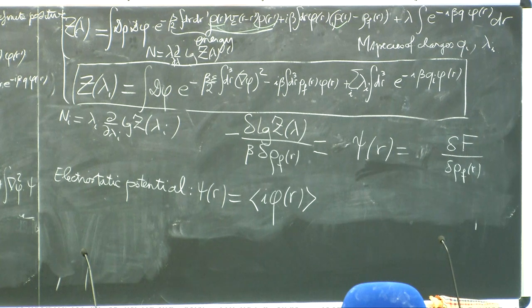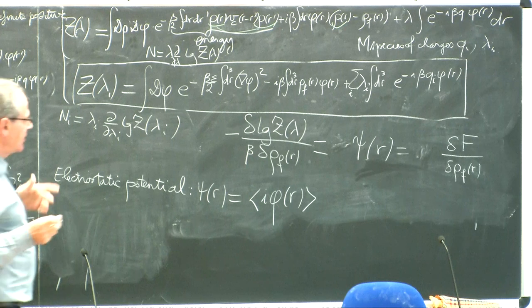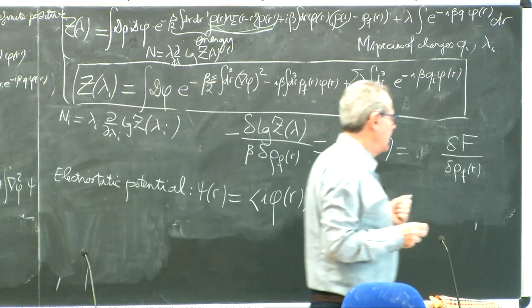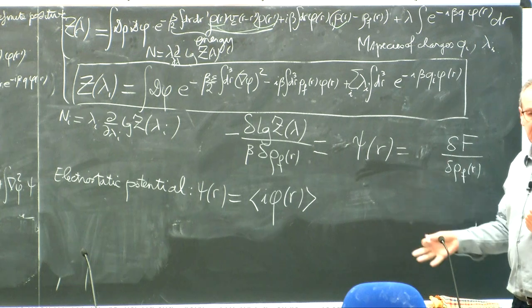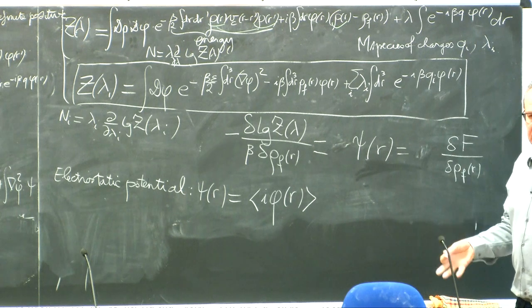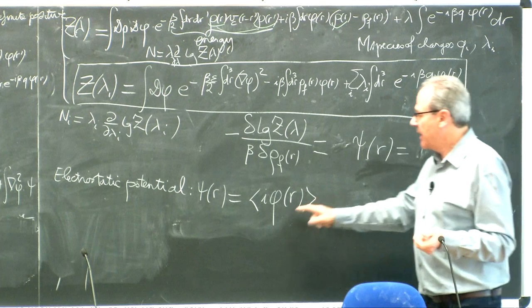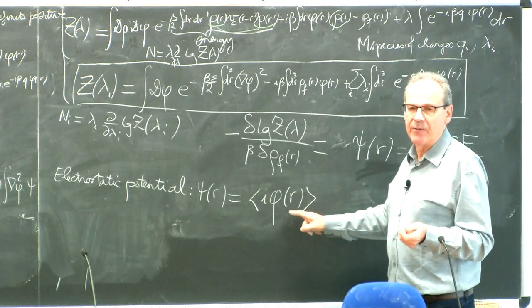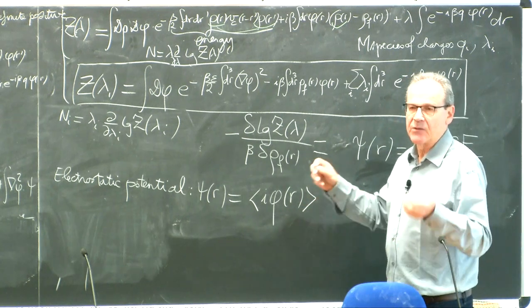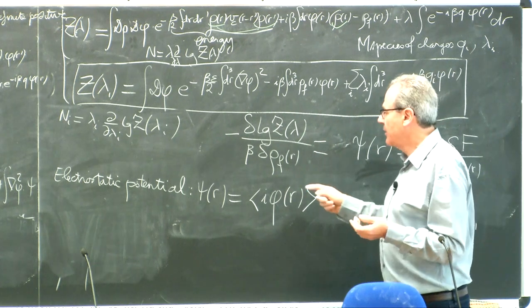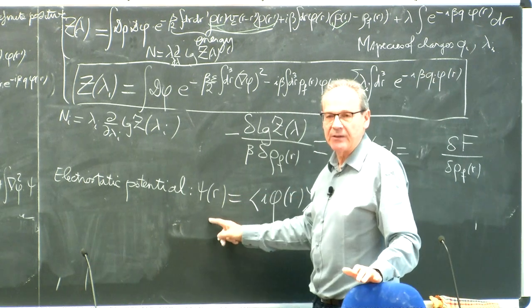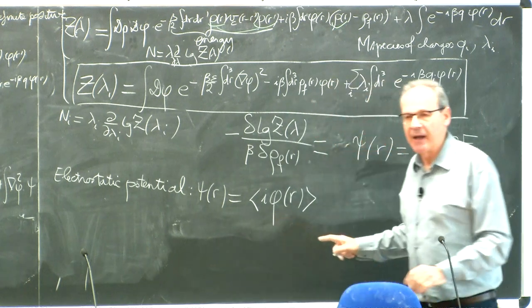What else did I want to say? Yes, so if I want to calculate additional quantities, it turns out that all the correlation functions of the real electrostatic field are given by averages of the field i phi. So there is a direct one-to-one correspondence between the electrostatic potential and the field i phi.